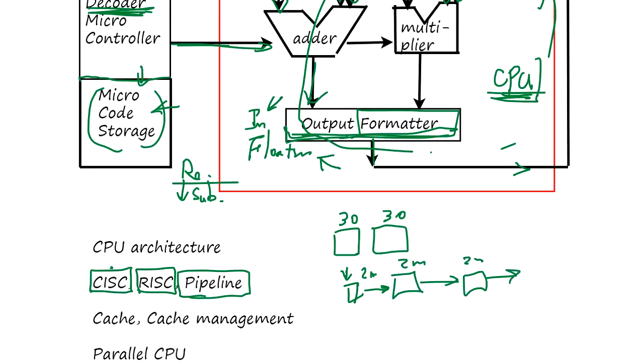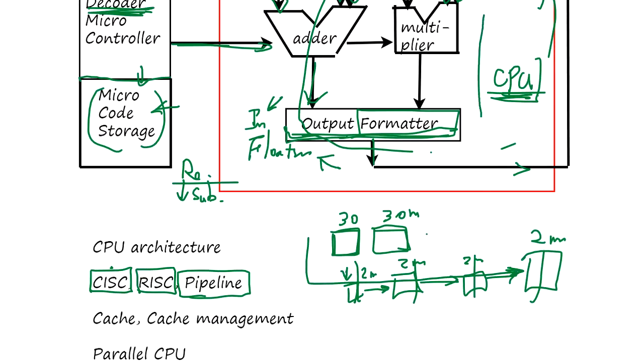But you can get a new car every 2 minutes instead of every 30 minutes. Okay, so the same thing happens in a computer operation. When you have thousands of multiplications to do, then you do pipeline. So every clock cycle you get a result instead of finishing one and going to the next one. So the CPU architecture can be pipelined, and that's what supercomputers use.